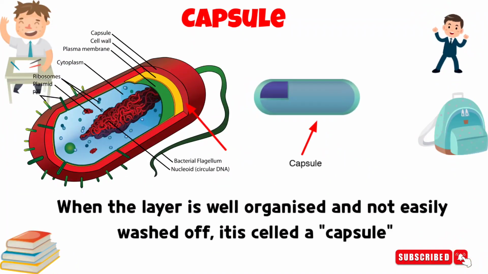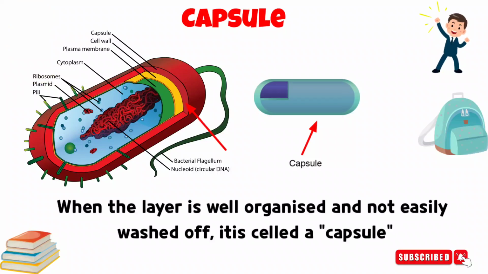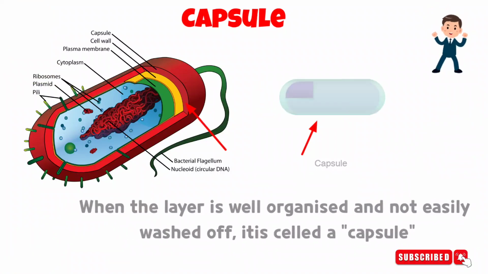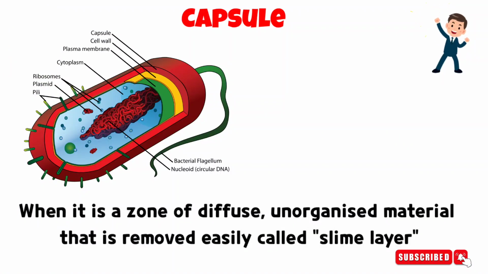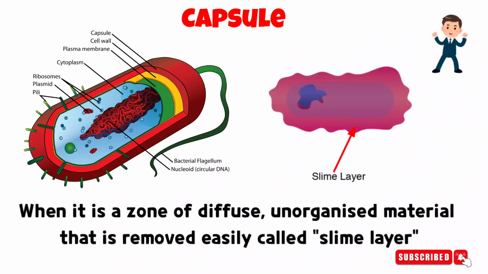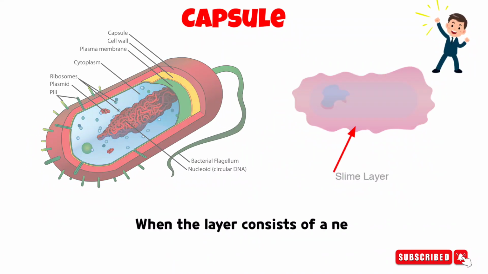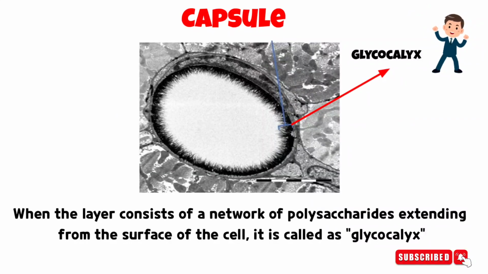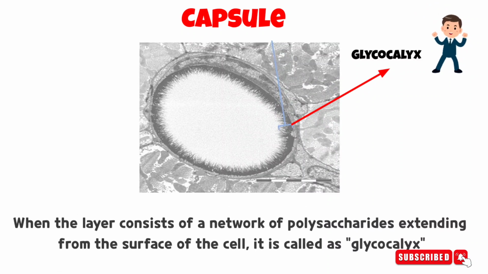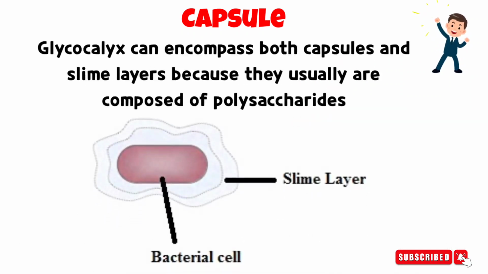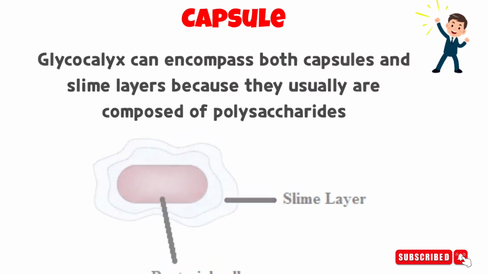When the layer is well organized and not easily washed off, it is called a capsule. When it is a zone of diffuse, unrecognized material that is removed easily, that is called a slime layer. When the layer consists of a network of polysaccharides extending from the surface of the cell, it is called glycocalyx, a term that can encompass both capsule and slime layers because they usually are composed of polysaccharides.